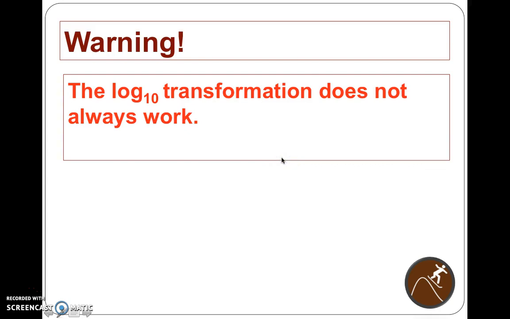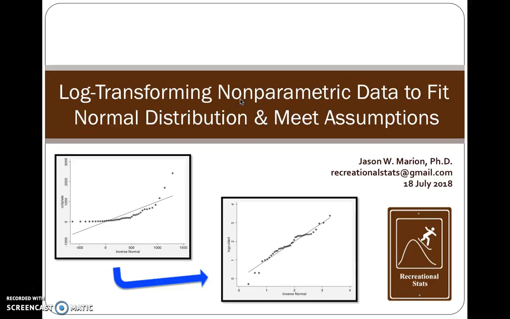Simple enough. Now here's a little warning, just a reminder, log 10 transformations do not always work. Sometimes you do the log 10 transformation and your data are still not normally distributed. And in that case, you're going to have to use non-parametric methods or knowingly go forward violating the normal assumption, at least letting people know that you're knowingly violating those assumptions if you go forward. So that's the basics on the log transforming non-parametric data to fit the normal distribution. So in this case, it actually worked.